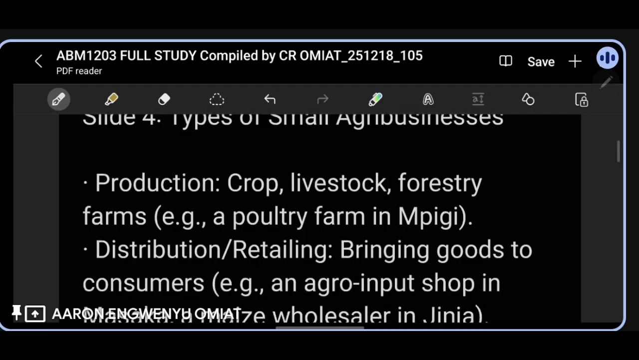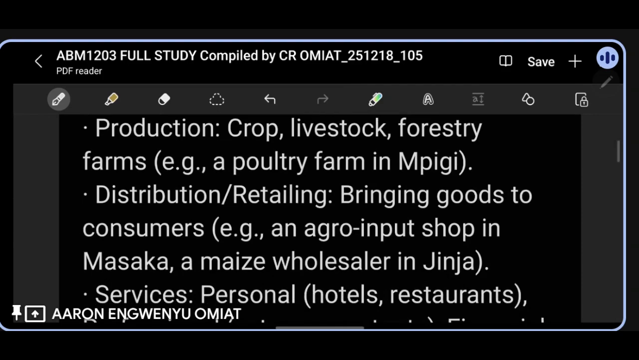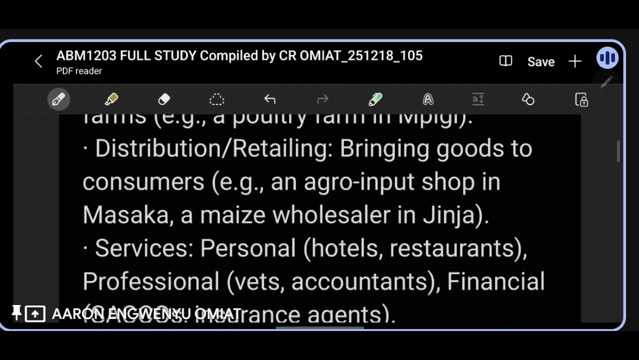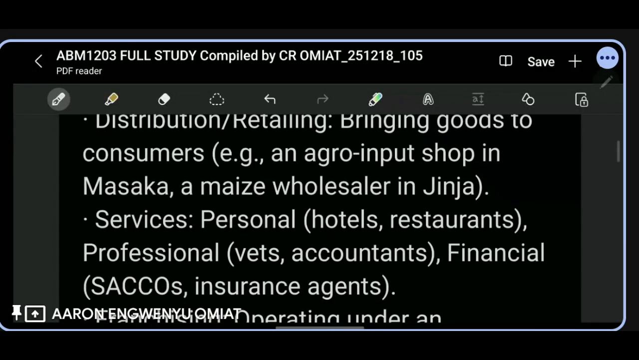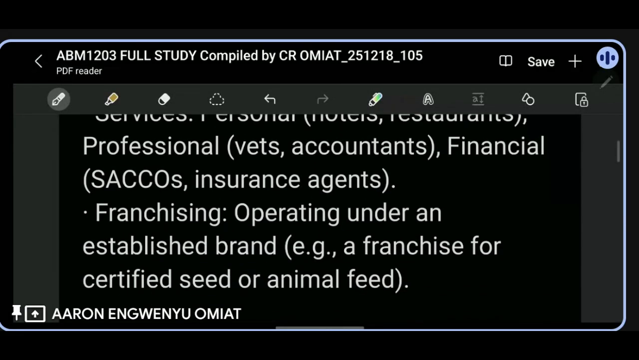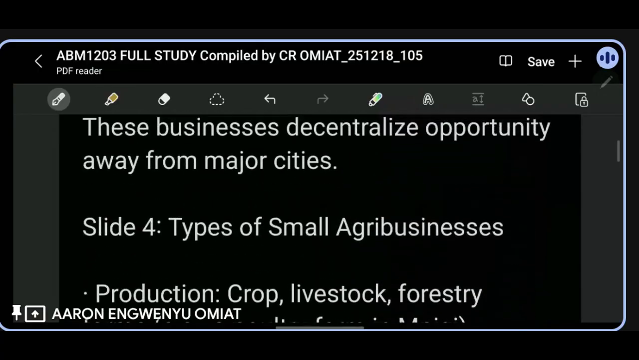Then distribution or retailing, this brings goods to consumers. An agro input shop in Masaka, maize wholesale in Ginger. Services: we have personal, hotels, restaurants, then professional, we have vets, accountants, financial. Then franchising, operating under an established plan. Let me go through this once again.